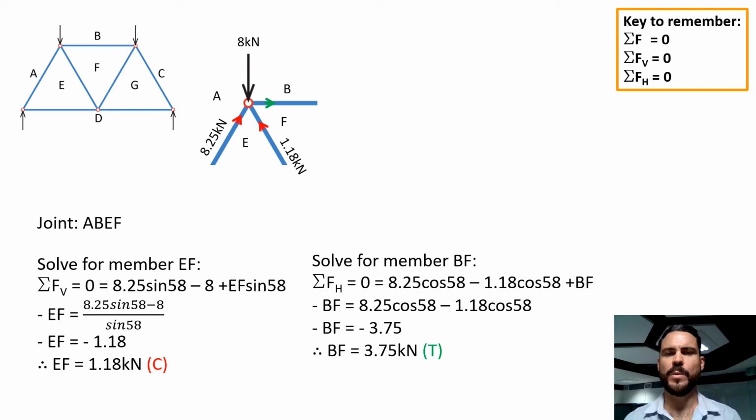Now remember guys, for this method, the way that we're doing it, a positive value validates your prediction. Some other tutorials will say a positive value means compression and a negative value means tension. That's not the way we are doing it. The positive value validates your prediction.